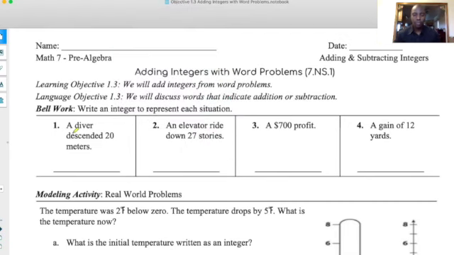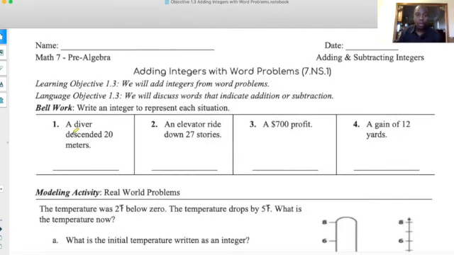So the keyword for this particular problem, right? So the keyword here for the first one is the word descended. So if you have a highlighter, I would highlight this word descended, or you can underline as well. Let's look at all the keywords first before we write the integers.